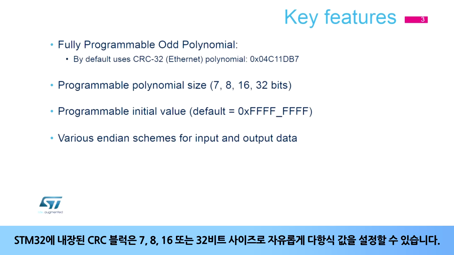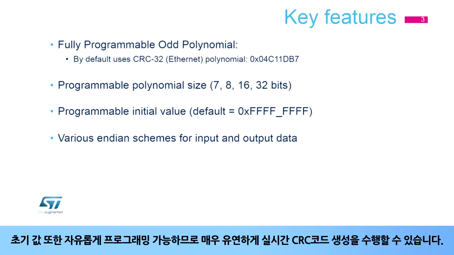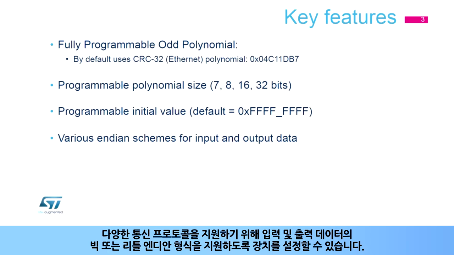The CRC peripheral integrated in the STM32 features a fully programmable odd-value polynomial with a programmable size of 7, 8, 16, or 32 bits. The initial value is also fully programmable, allowing for very flexible runtime CRC code generation. The peripheral can be configured to support the big or little endian formats of the input and output data for support of various communication protocols.